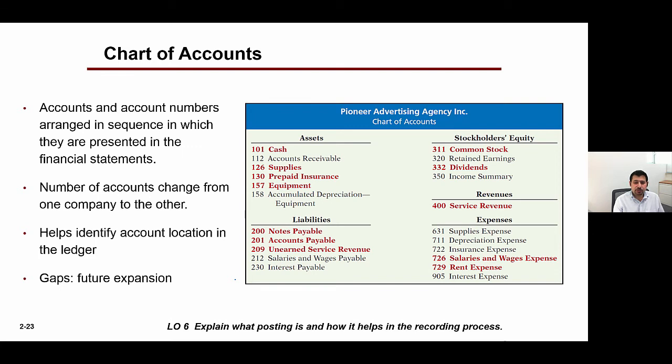Now, the numbers that appear next to each account have gaps, and those numbers are not standardized, so they depend on each company. Those gaps between account numbers are left intentionally to allow for future expansion. For example, if in the future you added a certain asset account, like inventory, then because of the gaps between the accounts, you will be able to insert that account on the chart of accounts.